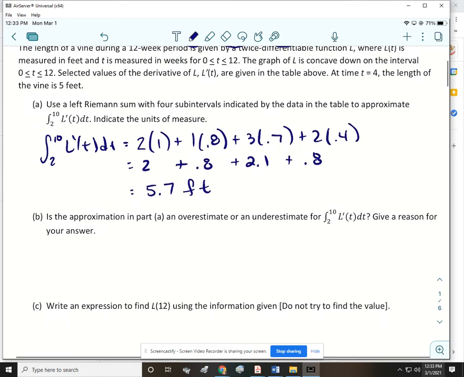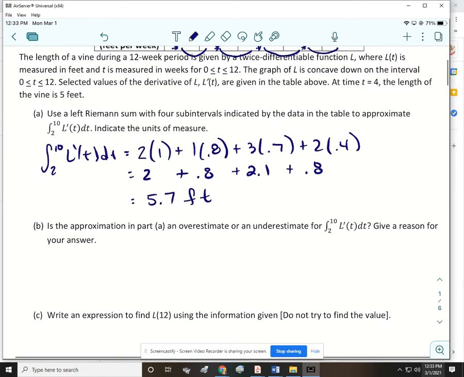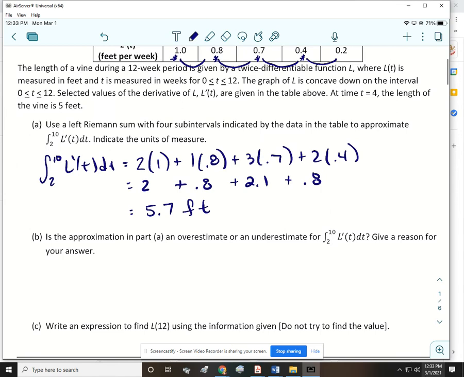Okay, and then B asks, is the approximation in part A an overestimate or an underestimate for that integral? And then we're going to give the reason why. Oh, I should have done, we're going to do the cards before you guys leave today. But one thing you guys know in the cards, like we talk about it all the time.